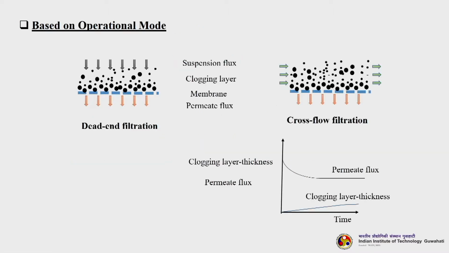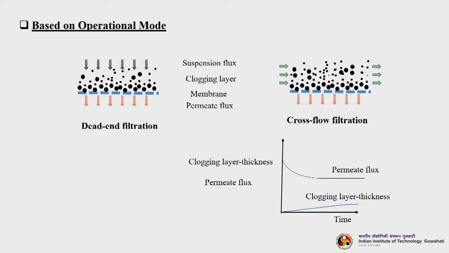The next one is based on operational mode. We can have a dead end filtration or we can have a cross flow filtration. Mostly the membranes work in these 2 different modes. For dead end filtration, I will just try to draw something. Let us say this is a cell in which I have put the membrane here. So, this is my membrane, and then we fill in my mixture here, containing the solute which I want to separate, and then I pressurize the system. I apply pressure, so I will get permeate here.